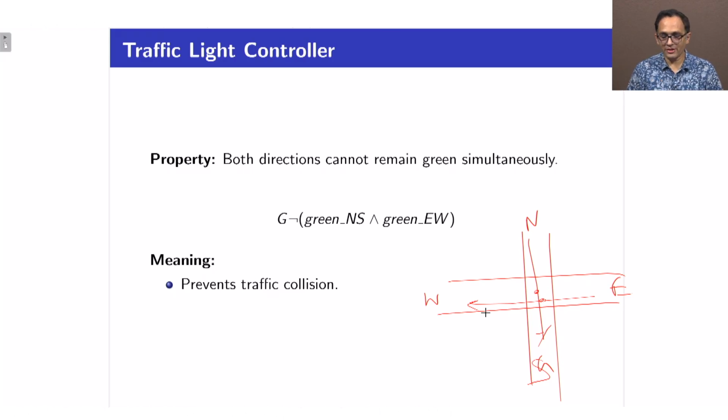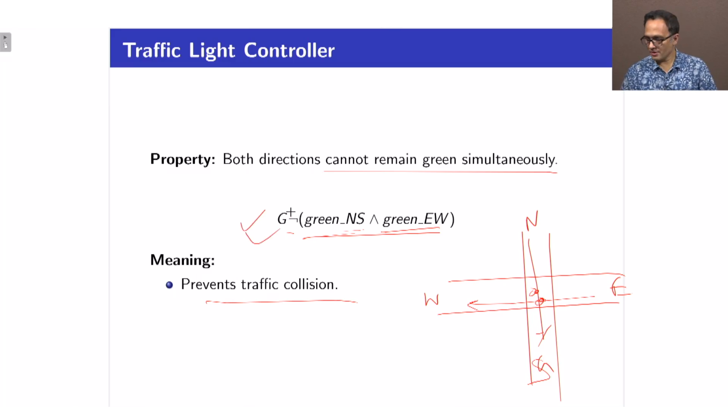So what I'm saying is that you cannot give both these green signals together, otherwise there will be a collision, right? So both directions cannot remain green simultaneously, which is very obvious. So green north to south and green east to west, both cannot be true together. So the negation of this should be true globally, right? So this basically prevents traffic collision. Similarly, you can think about south to north and west to east, and so on. So there are all possible combinations. You have to write properties like this. Okay.